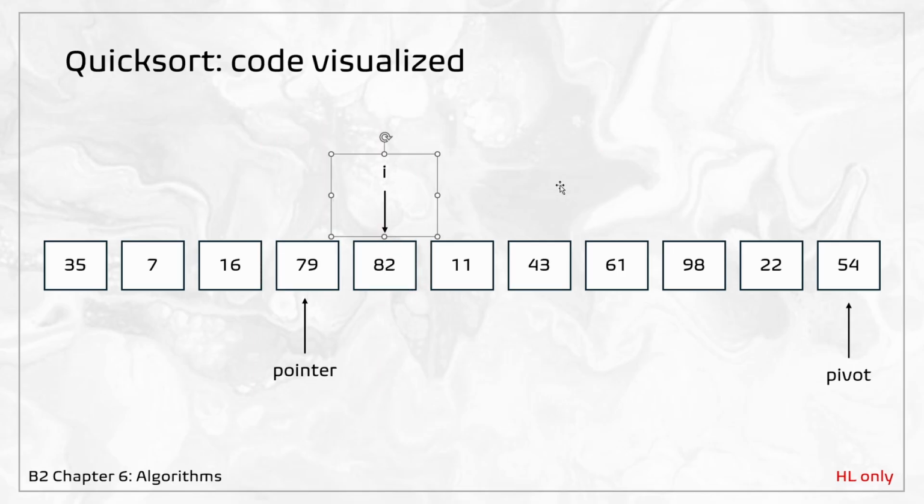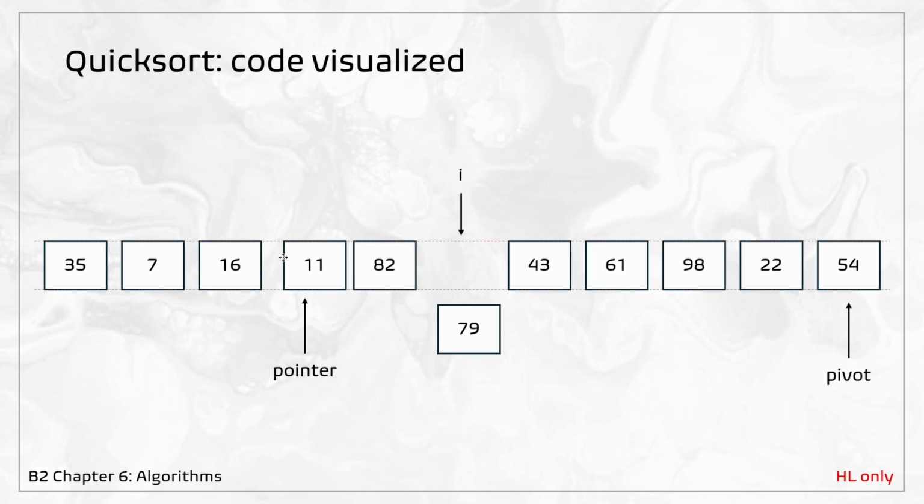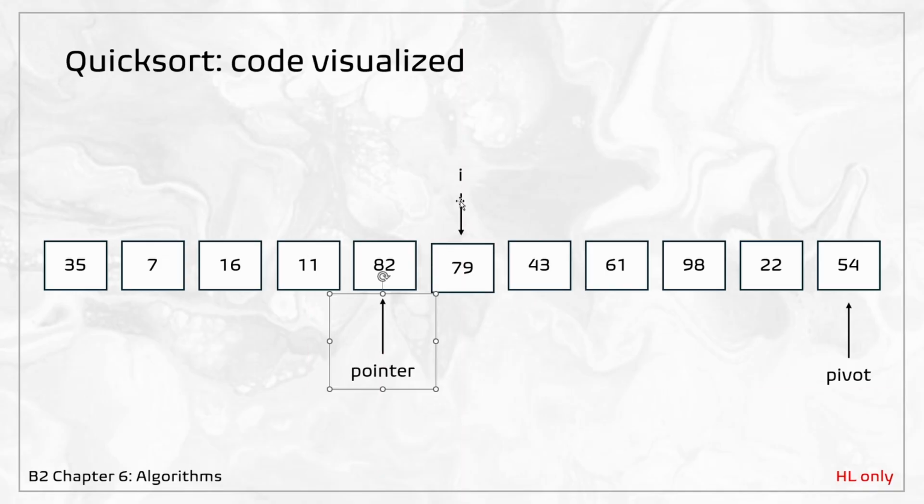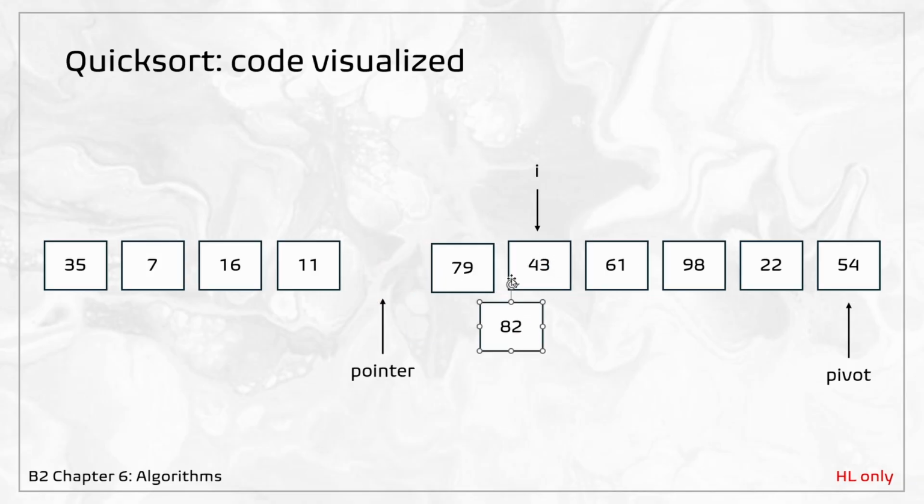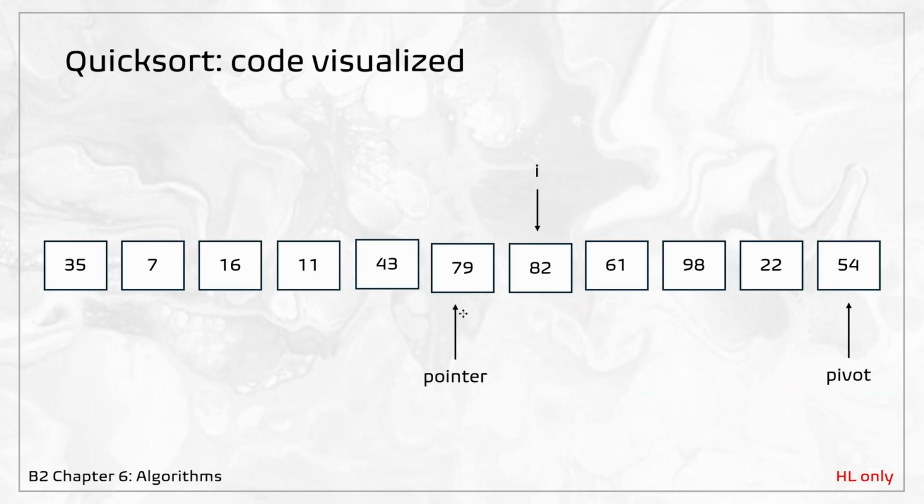Now, is 82 less than the pivot? Nope. So again, the pointer doesn't move, and I just moves on to the next one. And now, is 11 less than the pivot? Yes. So now, what we do is we swap these two elements around, like so. The pointer increments. And now I also increments over here. Now again, is 43 less than the pivot? Yes. So again, we swap these two around. Increment the pointer. And then I is incremented again.